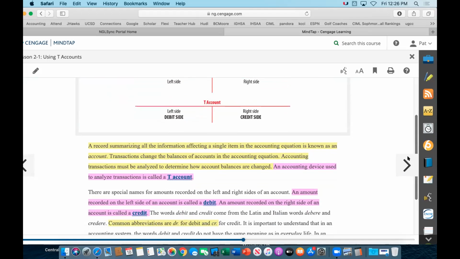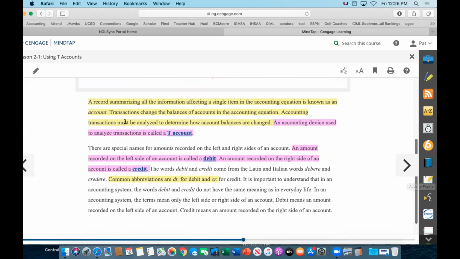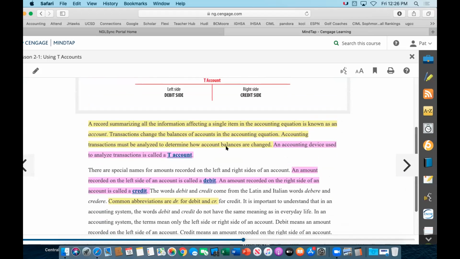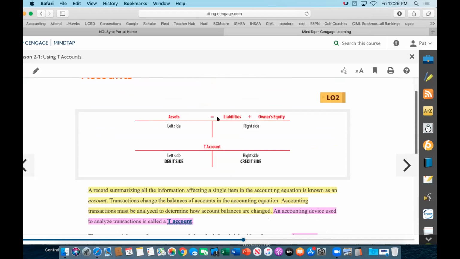So they have these things. The accounting device used to analyze the transactions is a T account. That's what I was writing there. You put the account name, cash or accounts payable or sales, above it, and then we decide which side is debit, which side is credit, which side increases, and which side decreases. Okay, so all these transactions need to balance out. The equation needs to equal.